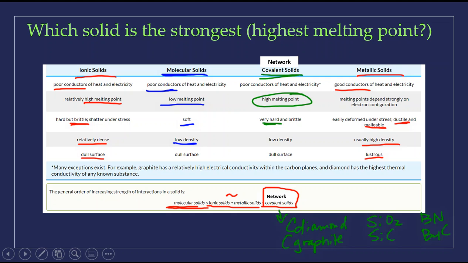Anything else though, like carbon dioxide or sulfur or phosphorus, anything else goes into molecular solids. Okay? But if you know these 6, you can definitely distinguish the rest. Yes? What is the last one? It's B4C. This is boron carbide.